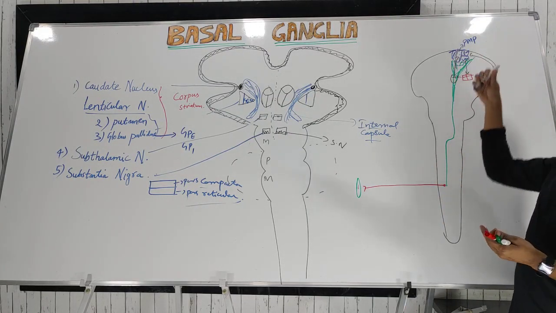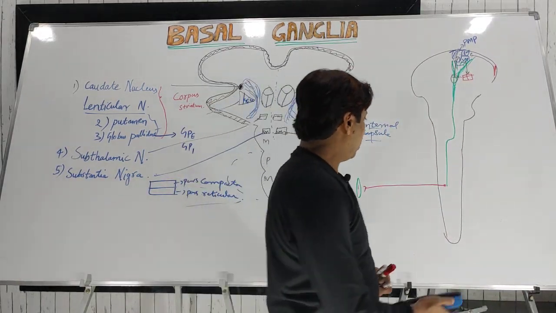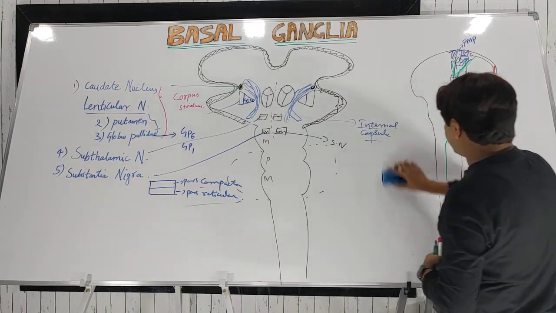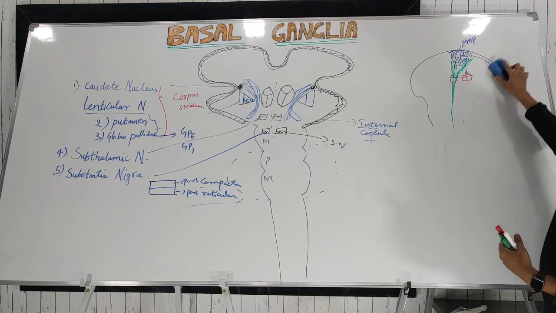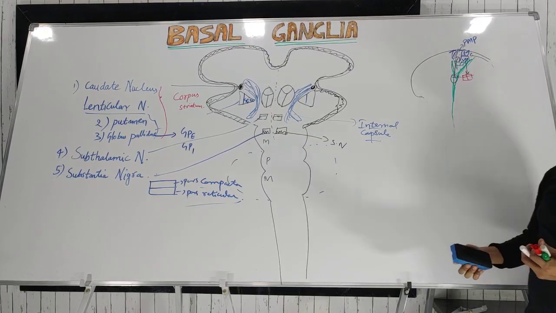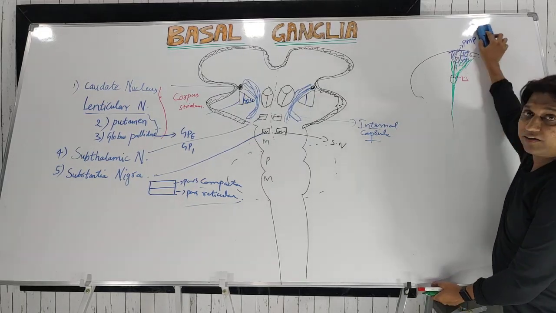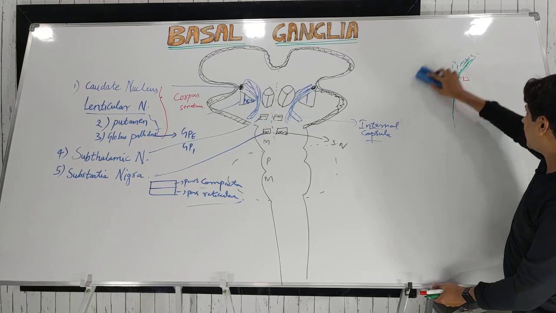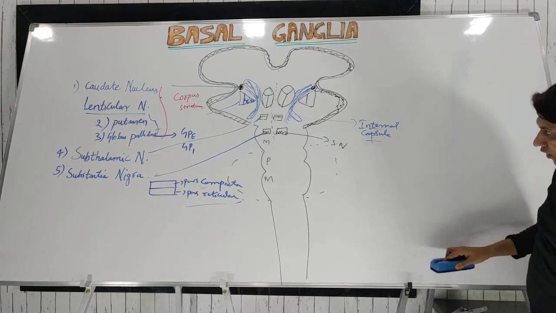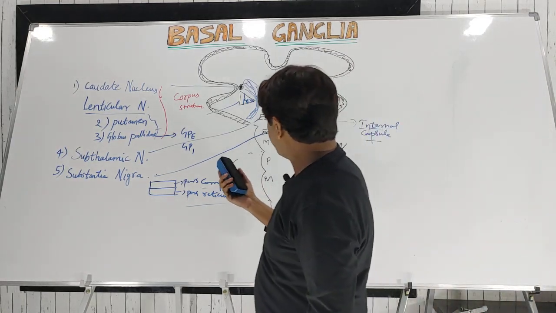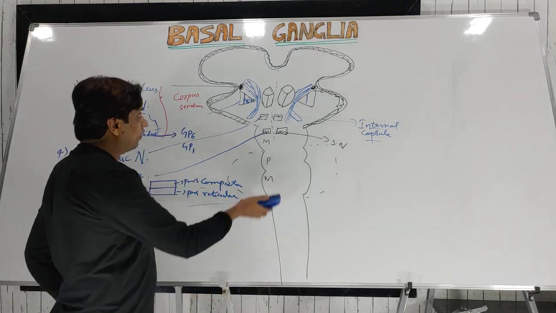Now we'll discuss the connections and functions of the basal ganglia. In the university examinations, several times this question will be asked in the theory exams: describe the connections and functions of the basal ganglia, and add a note on Parkinson's disease, which is one of the commonest disorders related to the basal ganglia. We'll discuss all those things one by one. Okay, hope the concept is clear, what do you mean by basal ganglia. Now we'll discuss the connections.